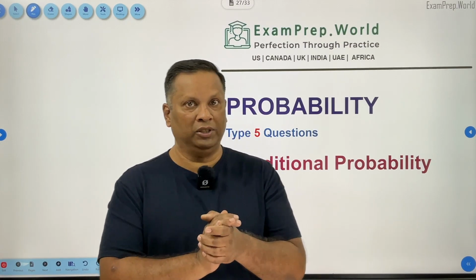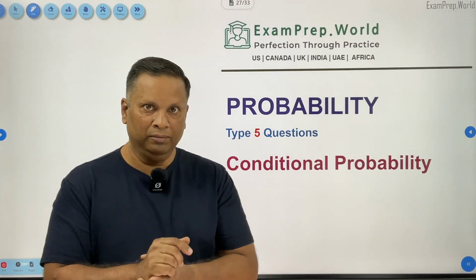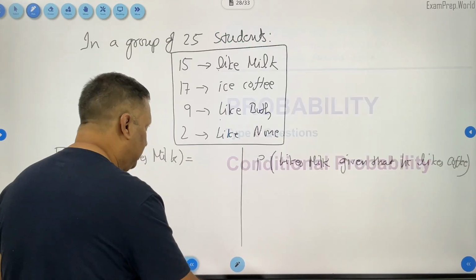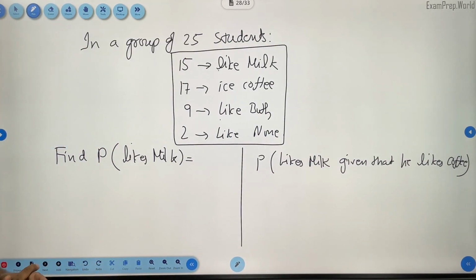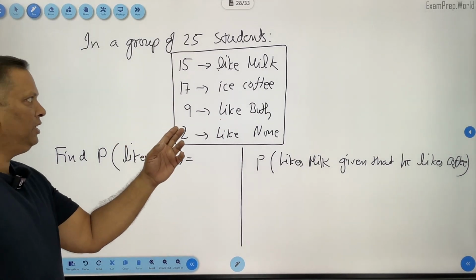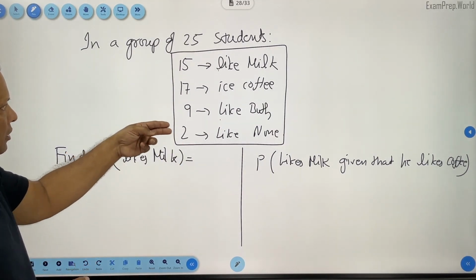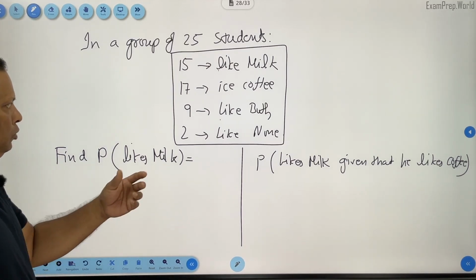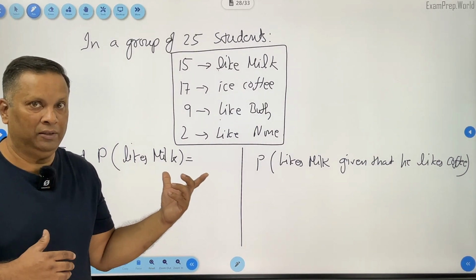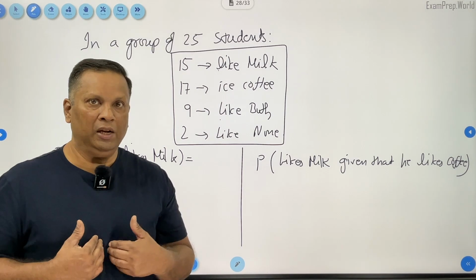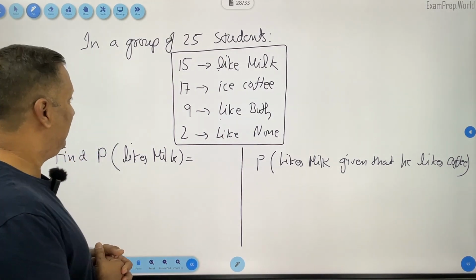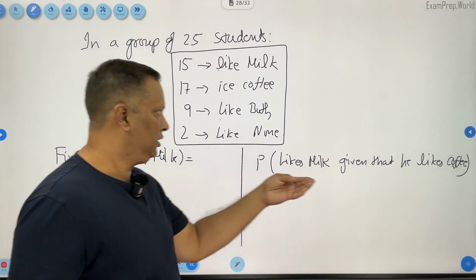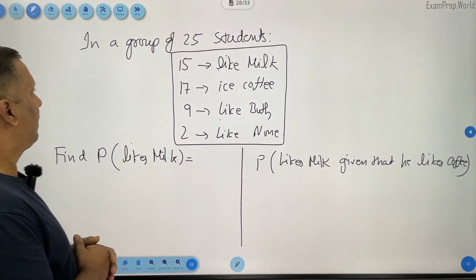So two conditions, right? Let us simplify this whole process with a very simple example. In a group of 25 students, 15 like milk, 17 like iced coffee, 9 like both of them, and 2 don't like anything. There will be kids who don't like milk or coffee. Me personally, I like milk during the day, and early morning I like coffee. Anyhow, I like both of them. I am in this category.